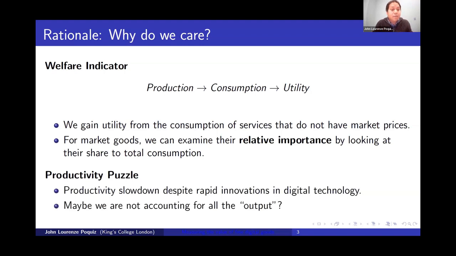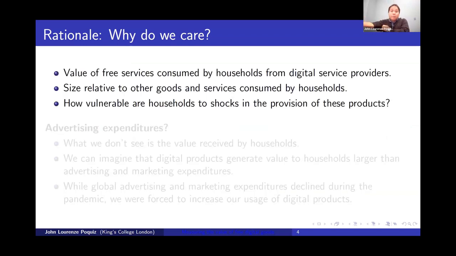In terms of the productivity puzzle, I assume that everyone is aware that there's been a slowdown in productivity for most of the developed world since the 2008 crisis. One of the hypotheses is that maybe we're not accounting for most of the output because it's not accounted for in GDP. So this is some of the broad motivation for measuring these things.